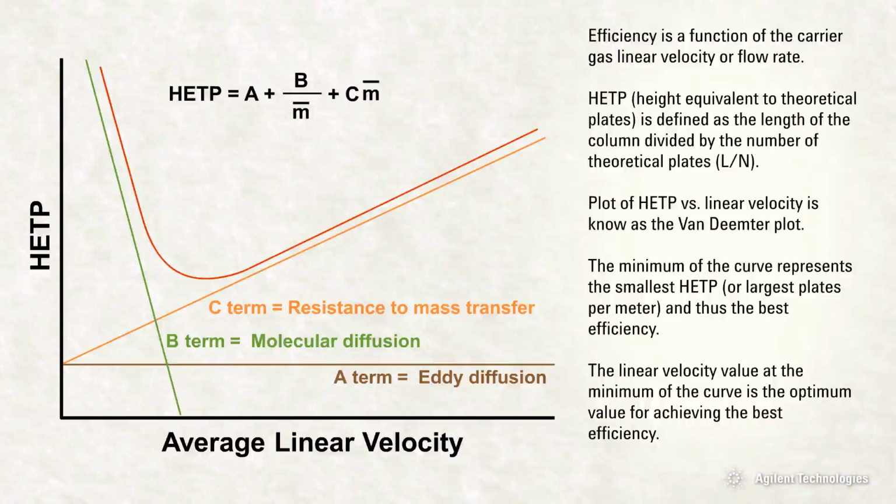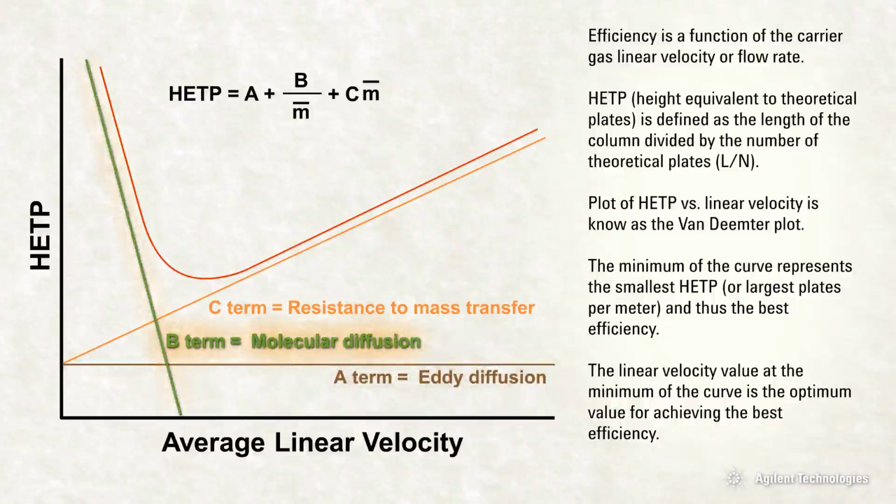In the Van Deemter equation, A is the eddy diffusion term. This only applies to packed columns because of the random sample flow path that doesn't exist in a capillary column.